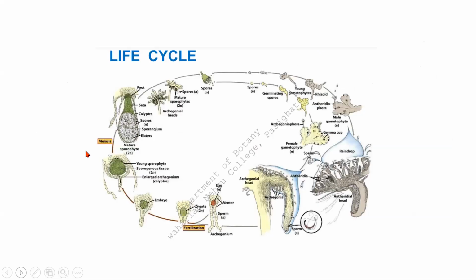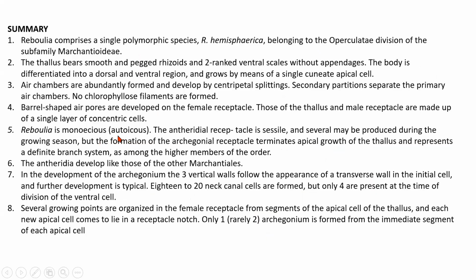To summarize further, it is monoecious, or autoecious as you call it. The antheridial receptacle is sessile. Several may be produced, but the formation of the archegonial receptacle terminates the apical growth of the thallus. So once the archegonial receptacle is formed, thallus growth is stopped. The thallus does not grow further, so it represents a definite branch. The growth becomes limited, and the thallus stops growing at that point.